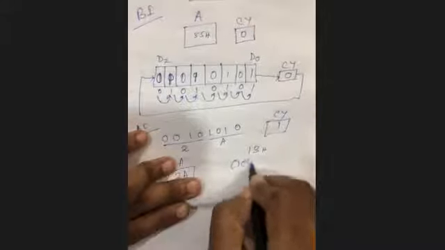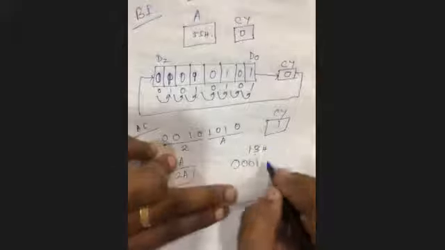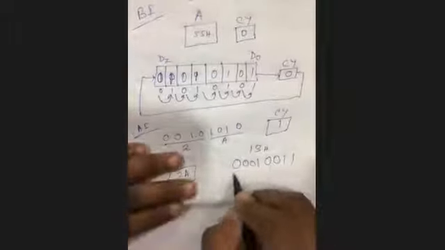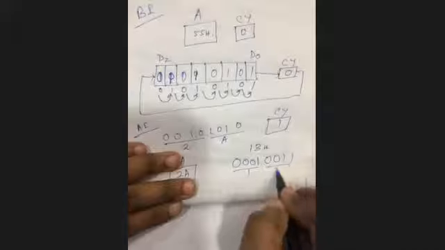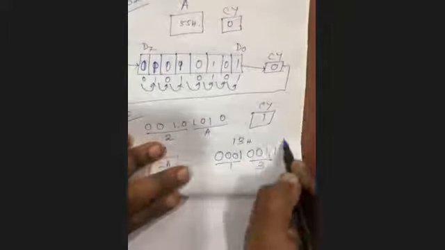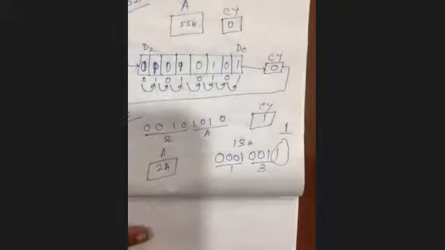0 0 0 1, am I right? Yes, sir. And 0 0 1 1, am I right? This is 1 and this is 3. For any odd number, the last digit should be 1. The last digit should be 1 for any odd number.